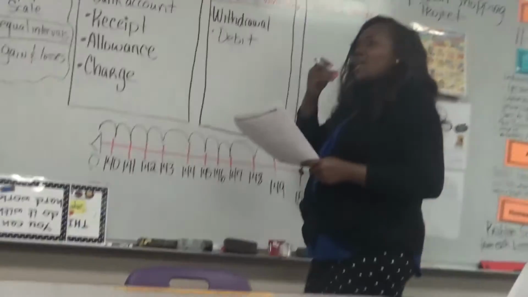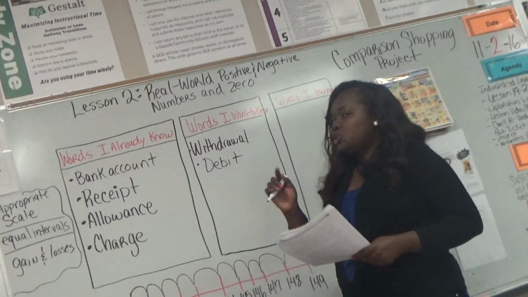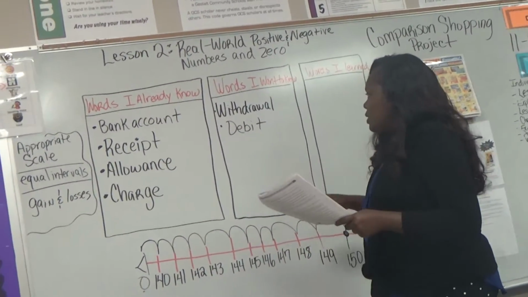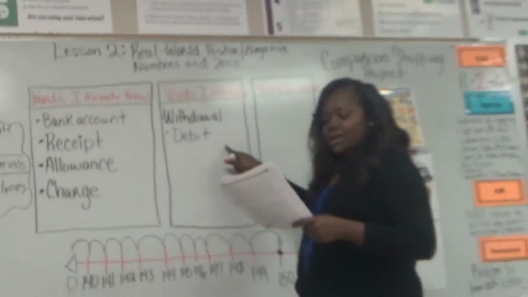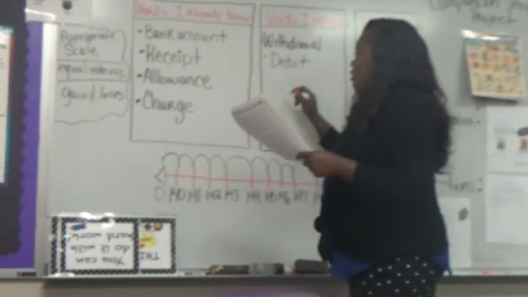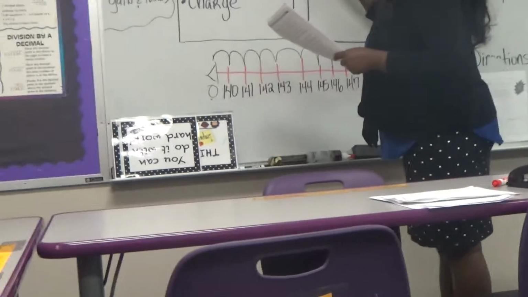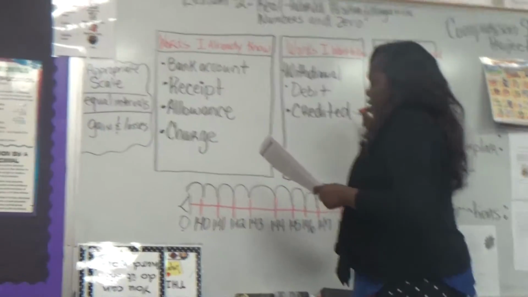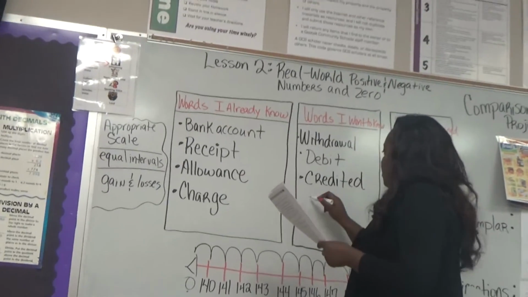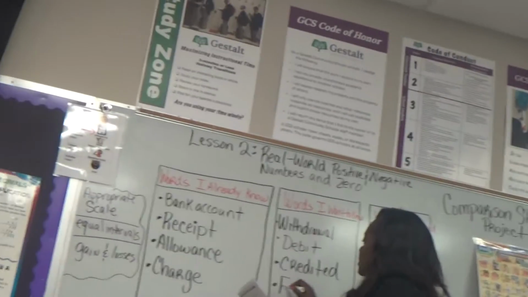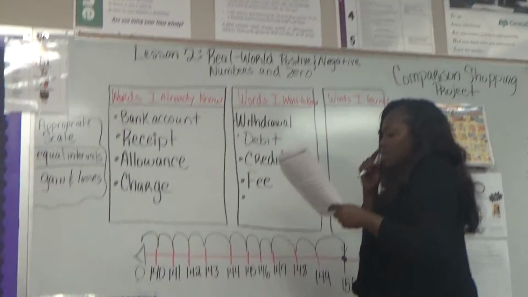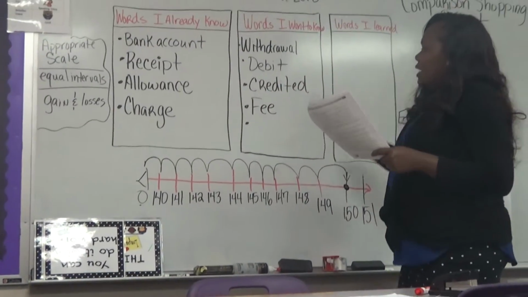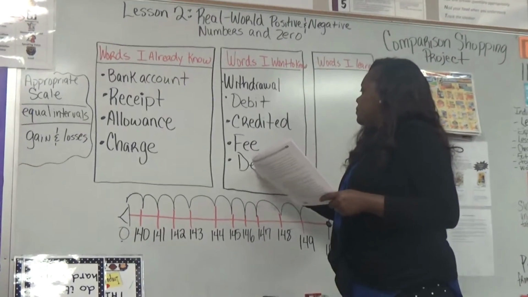So here are some words that you would probably want to know about: a withdrawal, a debit. What about credited? Yes, you would want to know what credited means. What about a fee? Some people may need to know what a fee is, as we don't want to get many of those when we grow older. And a deposit.